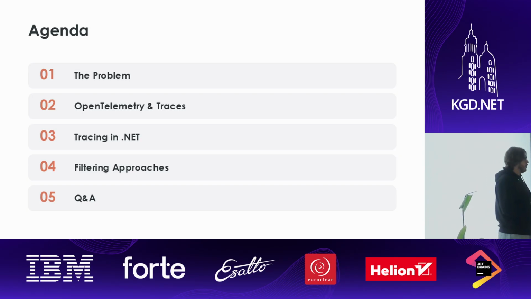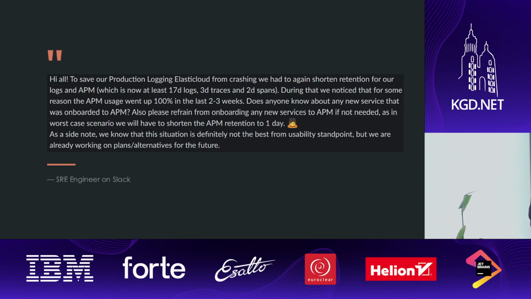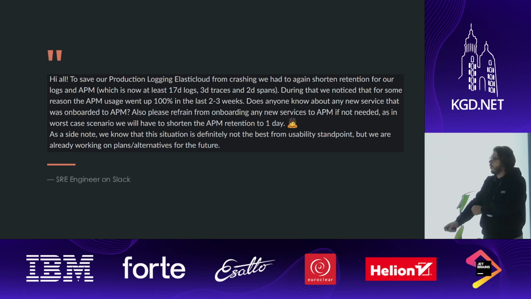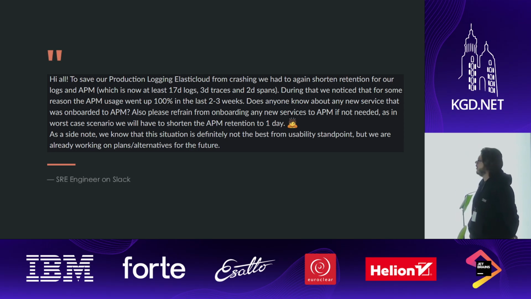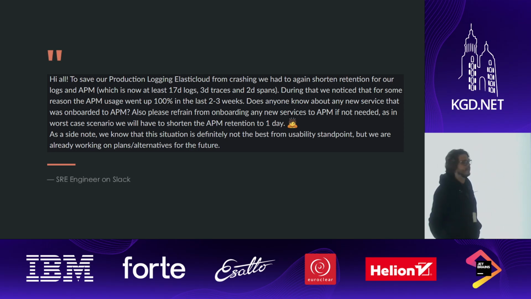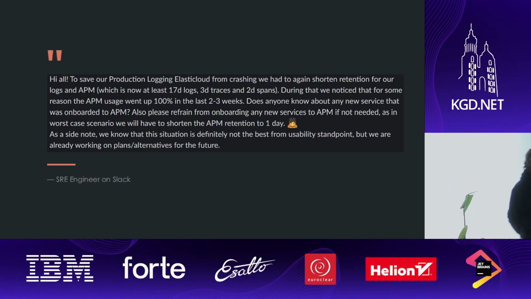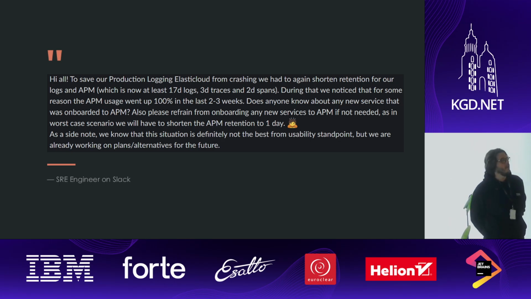And let's begin with the main problem which I faced. There is a message from Slack from one of our SRE engineers. He wrote that due to the fact that we started to write a lot of telemetry in our Elasticsearch, and back then we used Elasticsearch for our logs and traces, it started to crash. And that's why he decided to decrease the retention period. For logs it was 17 days, for traces 3 days, and for spans 2 days.